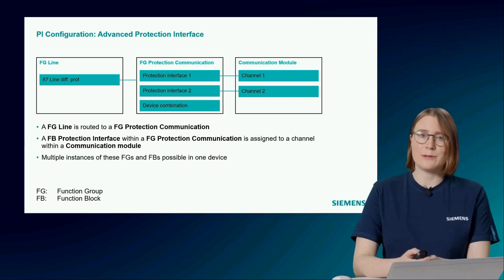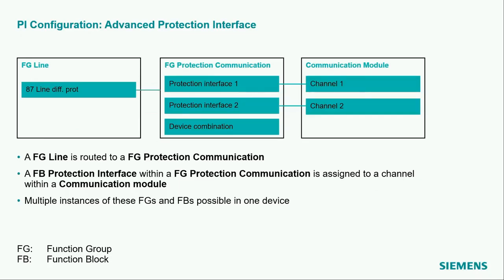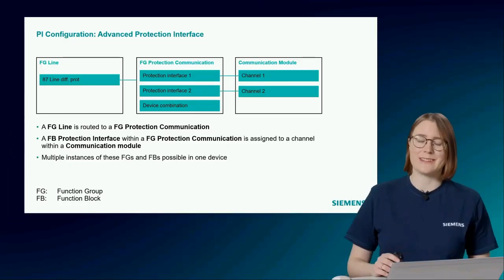This slide is an overview about the functional architecture. We have a function group line as digital representative of our transmission line, with the main protection function 87L running in it. We have a function group protection communication with two functions protection interface. Each protection interface stands for one of the two redundant communication channels. The protection interfaces are assigned to the channel of the communication module in the device. If you want to learn more about protection communication, you can watch our dedicated tutorial session about it.